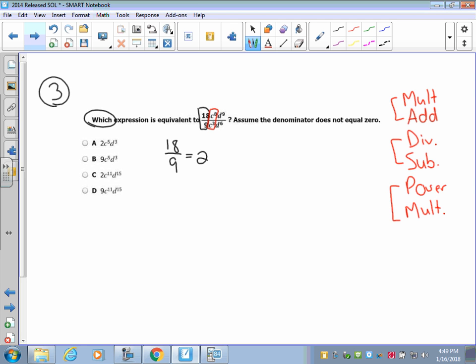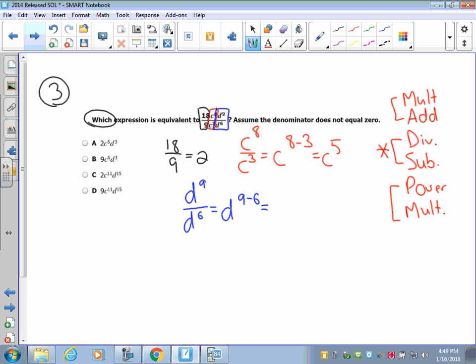So we are dividing c to the 8th over c cubed. So that means we have to divide, subtract them. So we subtract the 8 minus 3, and we get c to the 5th. And we're also dividing our d's. So we have d to the 9th over d to the 6th, which is d to the 9 minus 6, because we're, again, dividing, so we have to subtract those numbers, so it's d to the 3rd.